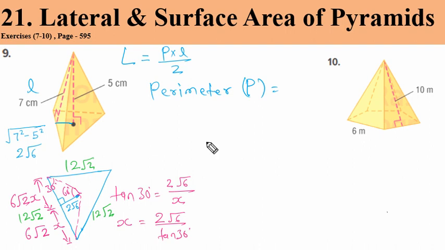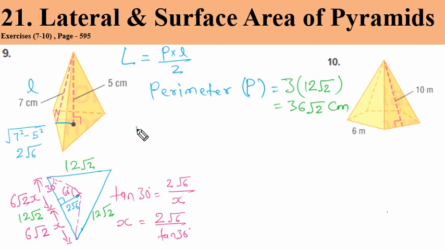Now what? Now perimeter is the sum of all sides, so you can add them all together, or else count the number of sides, 1 2 3. In a triangle you have 3 sides, so 3 multiplied by 12 square root 2, you will get 36 square root 2 centimeter. That is your perimeter.